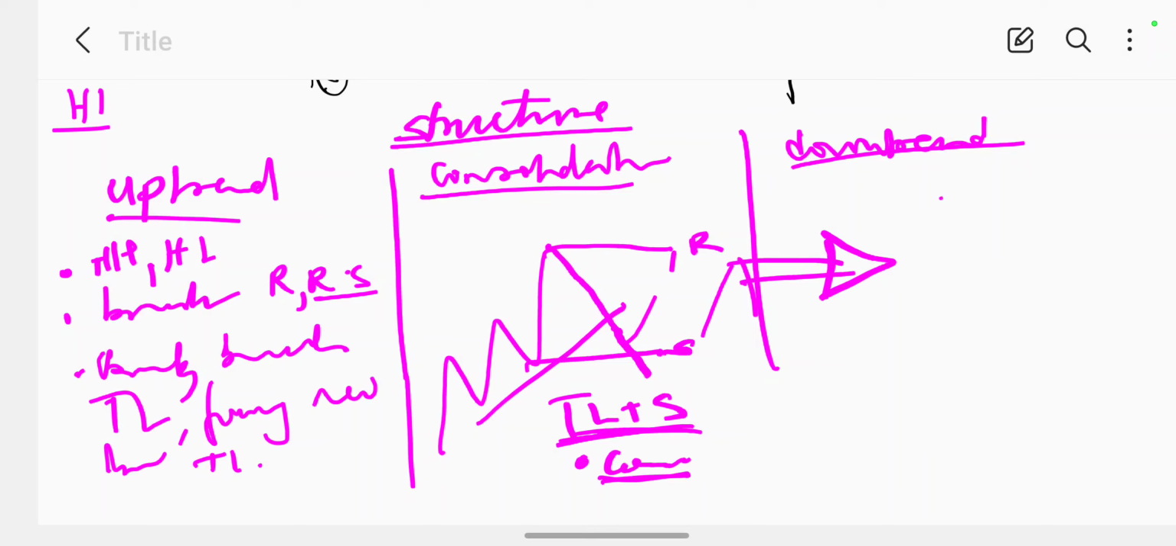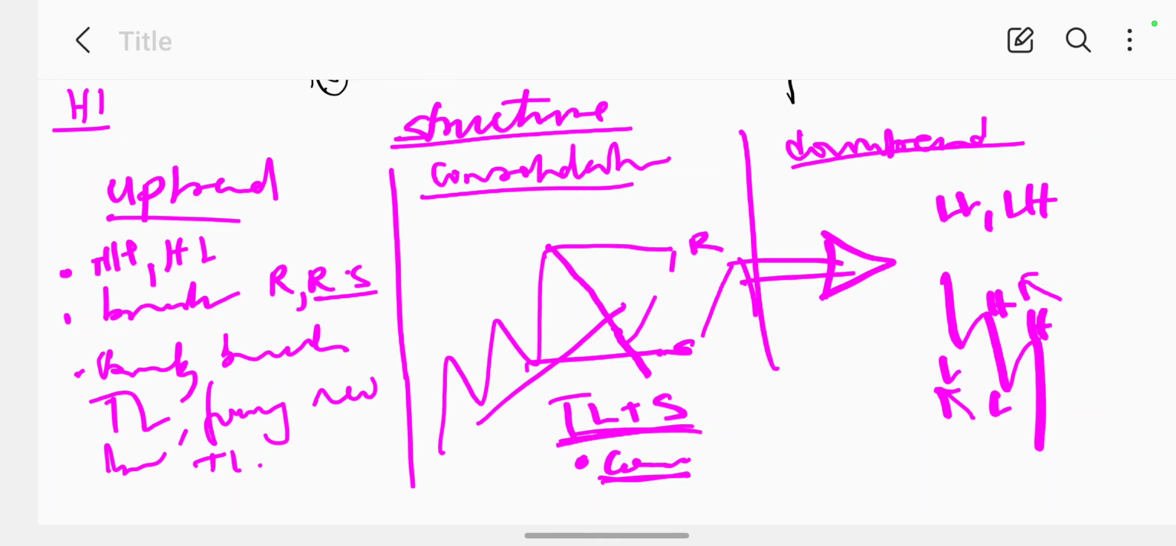You'll be having lower lows and lower highs. You'll be going down. High, high. This high is lower than that. Low, low. This new low is lower than that. So that's the lower lows and the lower highs. Right? And the second thing would be what?